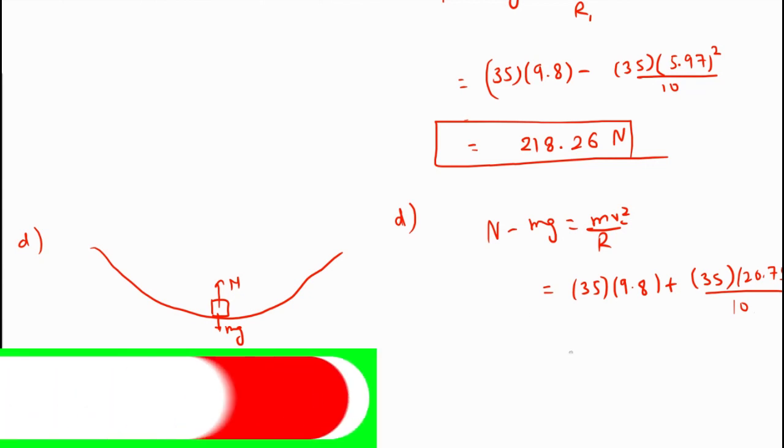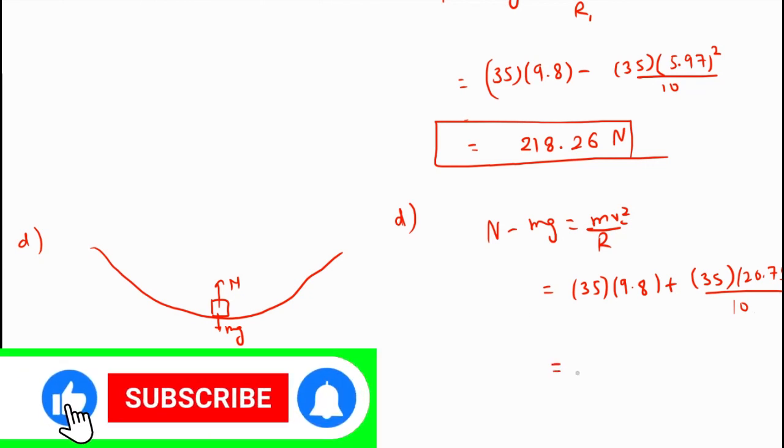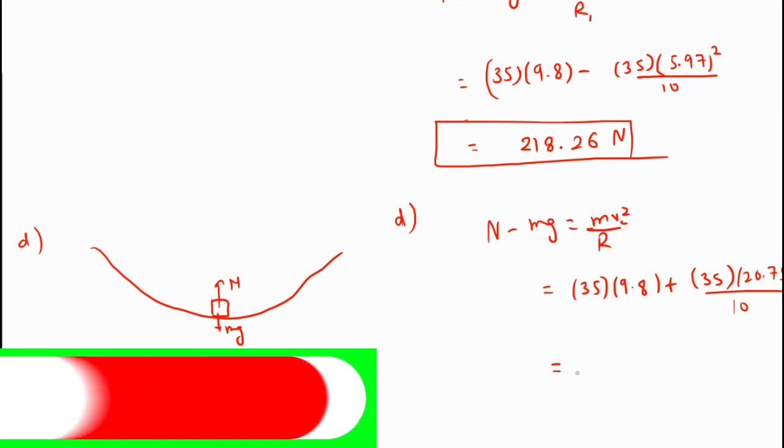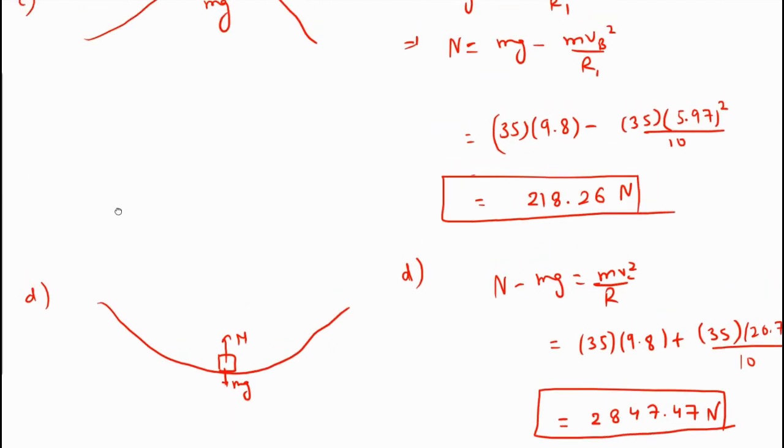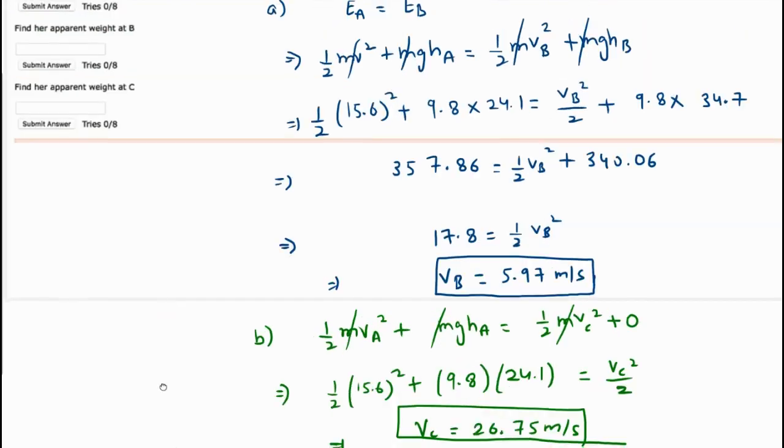Let me just grab my calculator. That's 26.75 square, multiplied by 35, divided by 10, plus 35 times 9.8. This is coming as a big number, 2847.47 Newtons. So that is the apparent weight at the bottommost point.